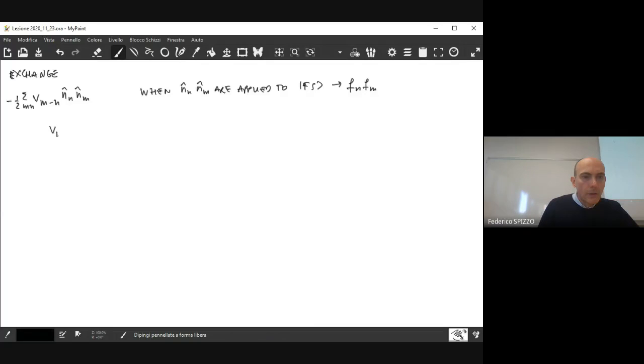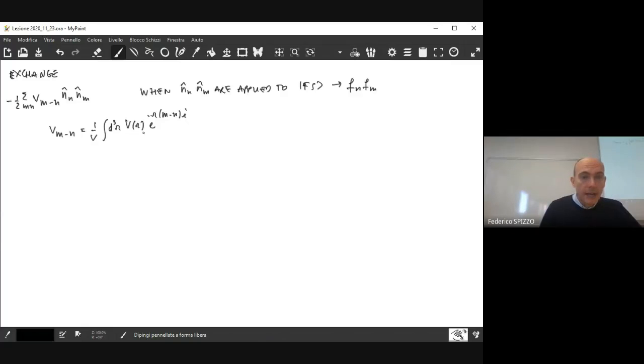And then in place of v(m minus n), we may write 1 divided by the volume, the integral over d3r of v(r) e to the ... So if we replace the Fourier transform of v(m minus n), at the end we follow exactly the same procedure that we have used before.